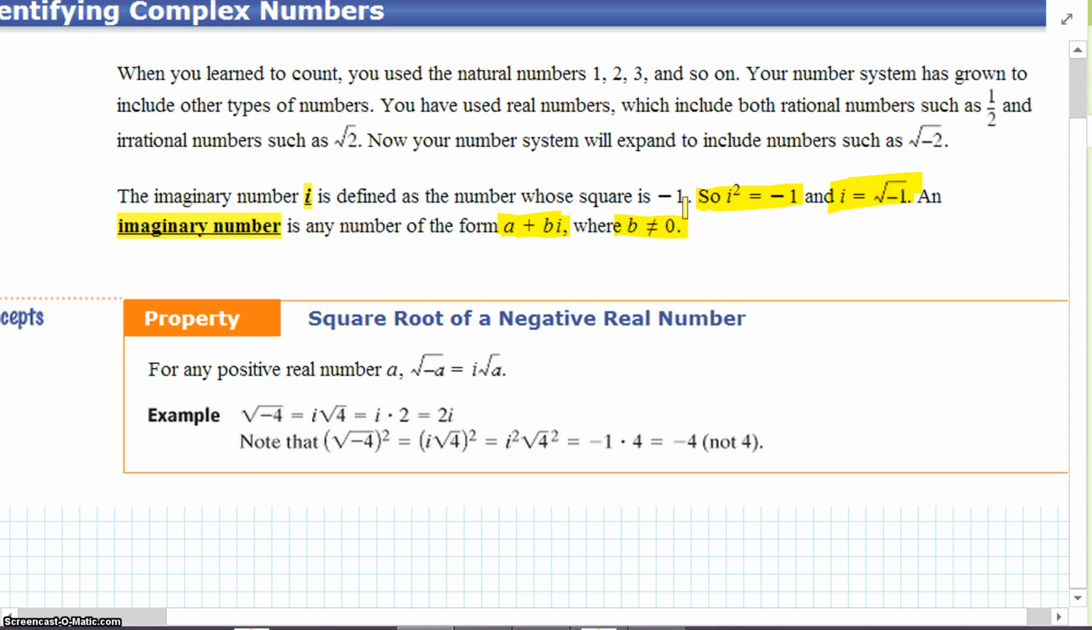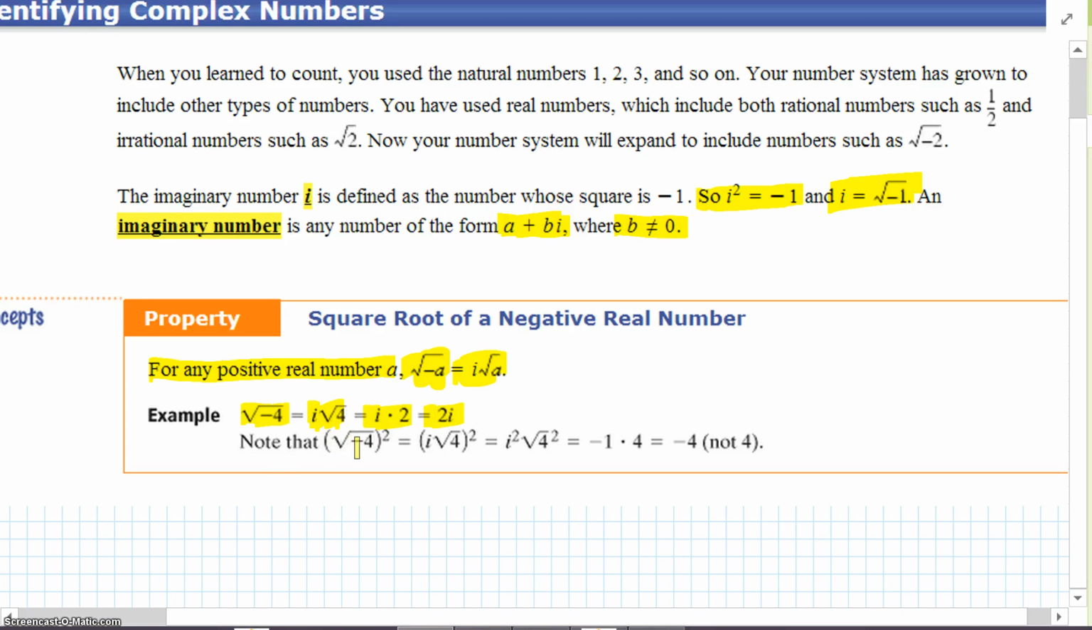For any positive real number a, the square root of -a is i square root of a. So for example, square root of -4 we can rewrite as i square root of 4, which could be i times 2, which we can convert to 2i.